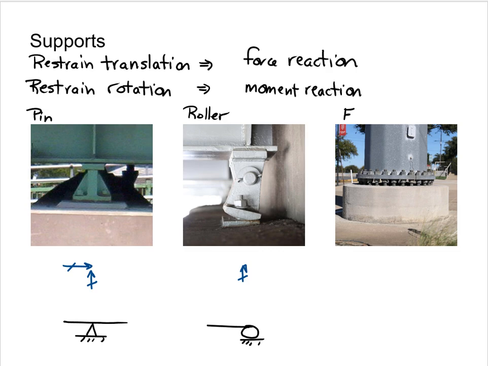Fixed supports restrain all motions, translations, and rotations. So in 2 dimensions, a fixed support generates 2 force reactions and 1 moment reaction. The symbol we use is just the hash marks.